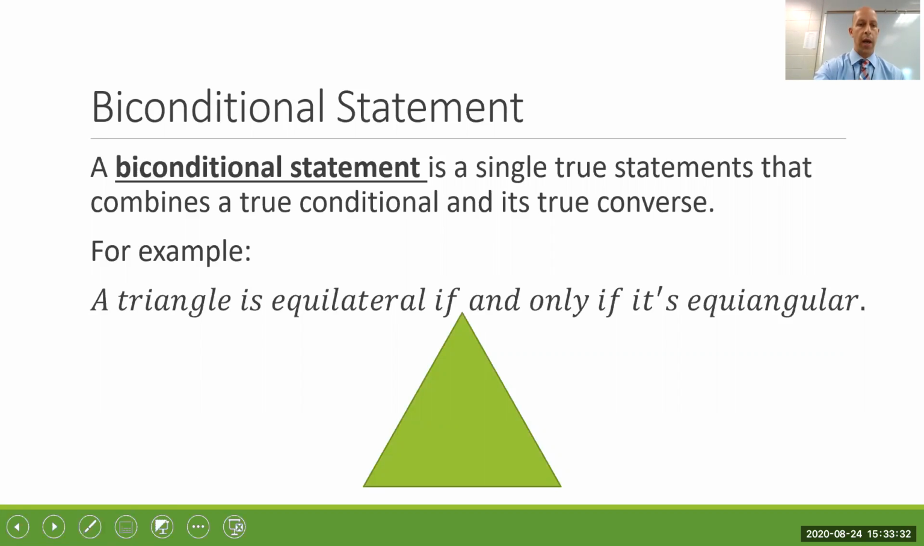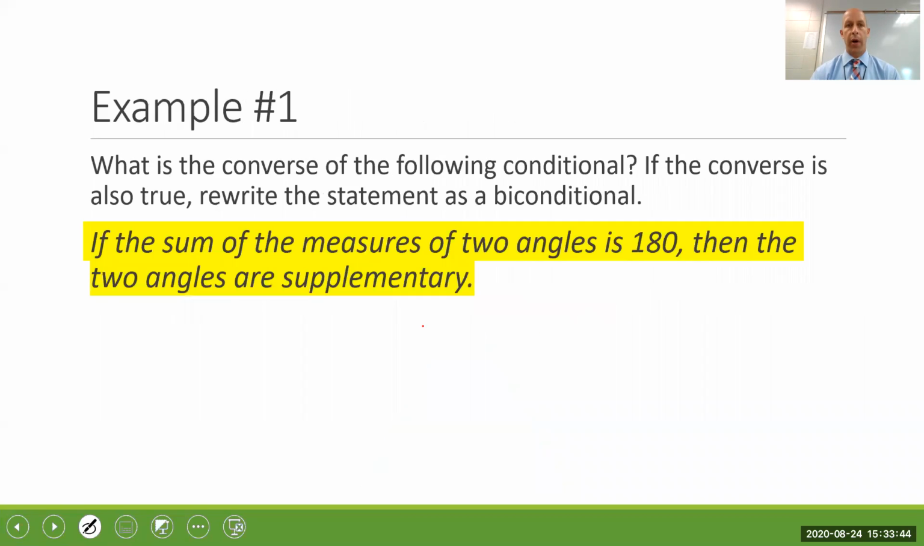So I'd like to point out that you'll have a good idea if you're dealing with a biconditional statement if you see the words if and only if. So let's see how that actually breaks down. Let's look at an example. It says, what is the converse of the following conditional? If the converse is true, let's write a biconditional.